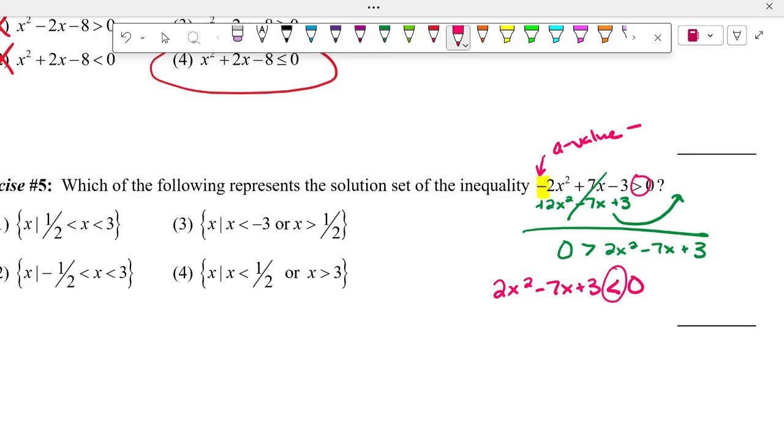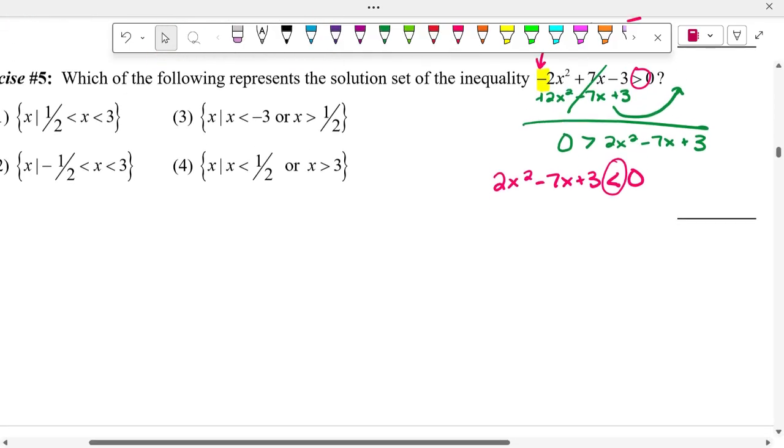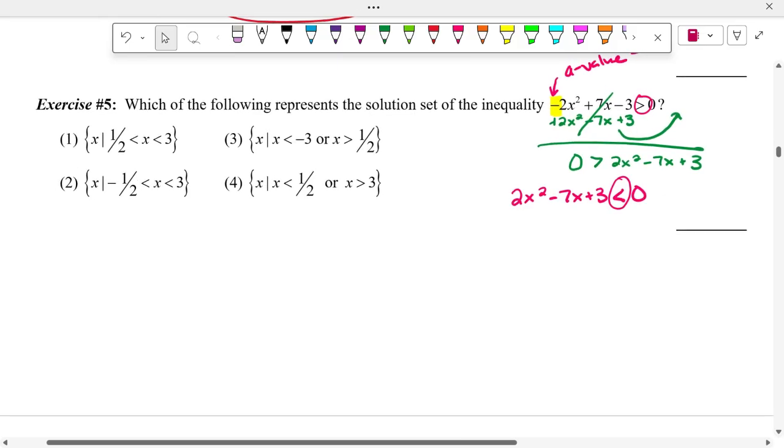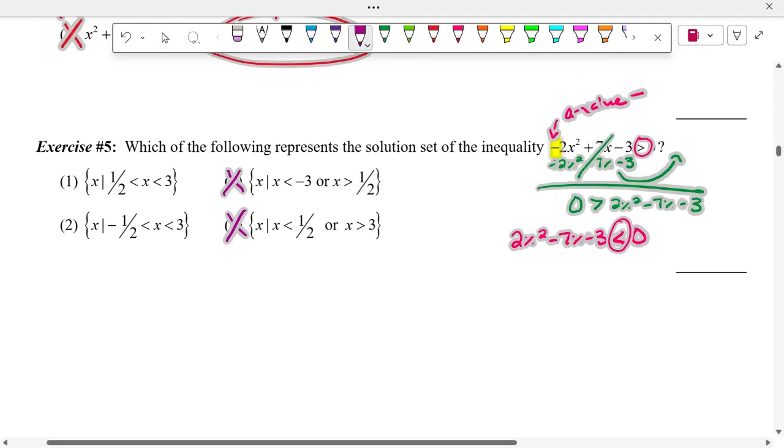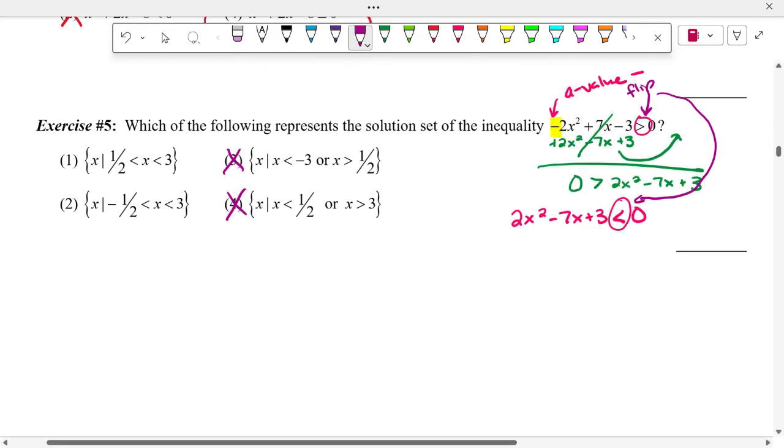All right. So let's take a minute and solve this. All right. So automatically, what can we eliminate? Just from our answer choices, so we don't even have to worry about it. If it's less than now, 3 and 4 can go bye-bye. Because it's not going to be a greater than anymore. It's going to be a less than. So if your A value is negative, you're going to flip the inequality. So that's why it becomes less than here.